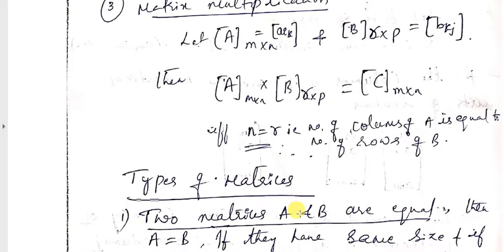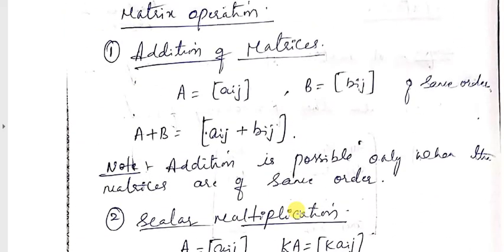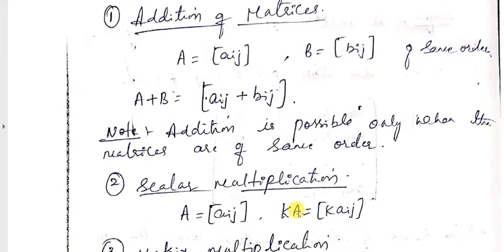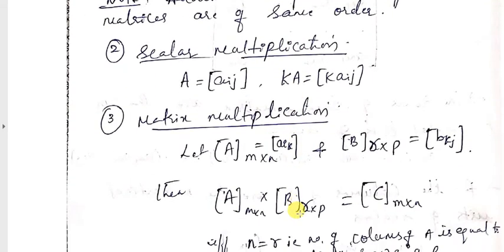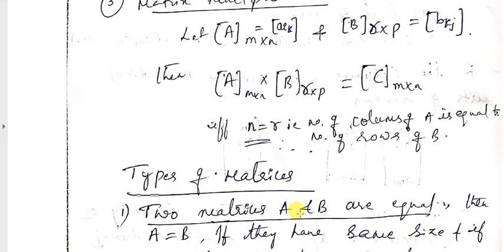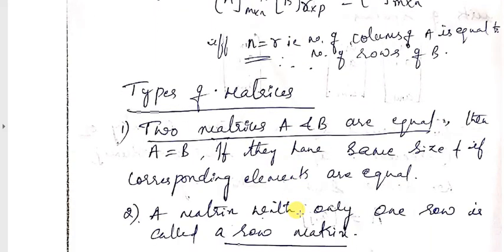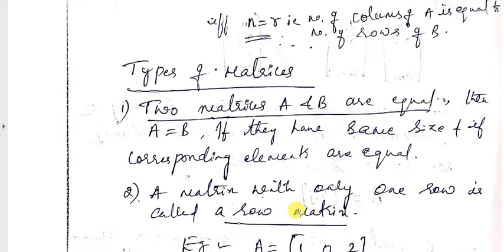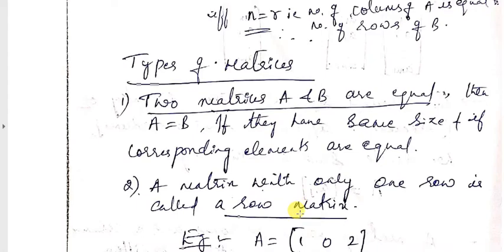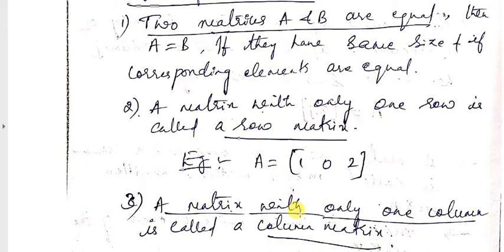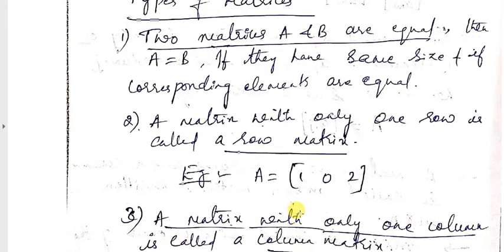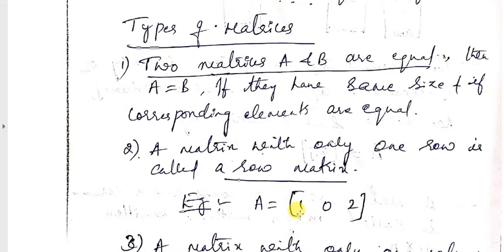So this is about the matrix operations, that is addition, scalar multiplication, and matrix multiplication. Next, let us discuss the types of matrices. As we all know, we have types of matrices like equality of matrices, row matrix, column matrix, transpose of a matrix, etc. Let me highlight a few important types.